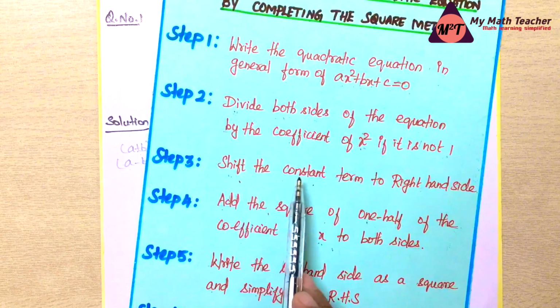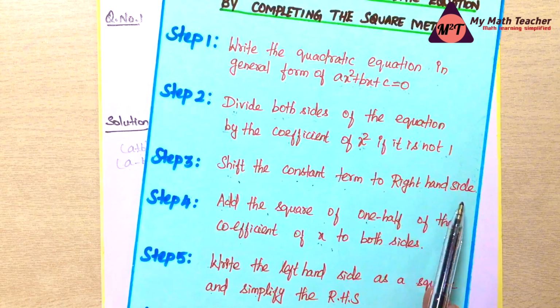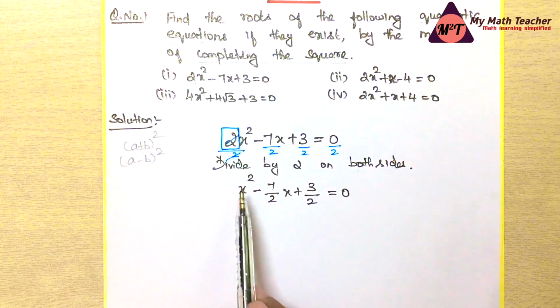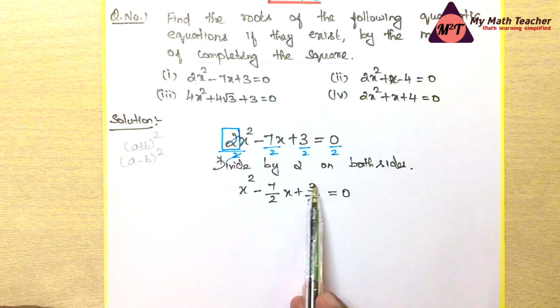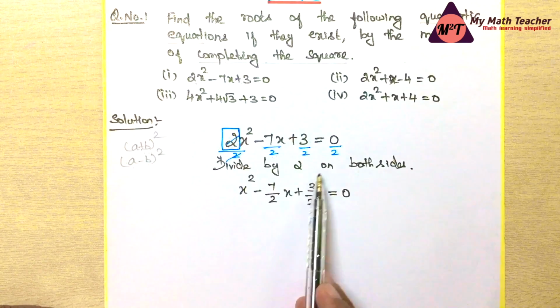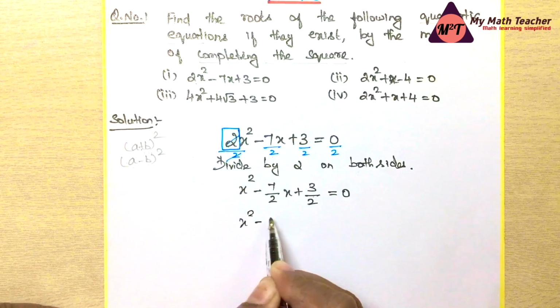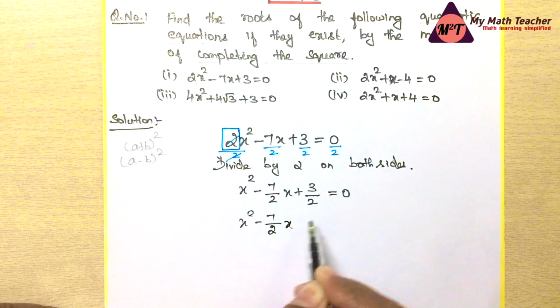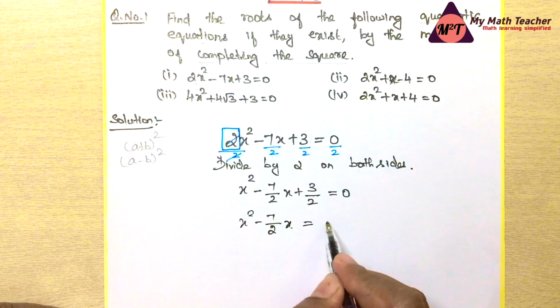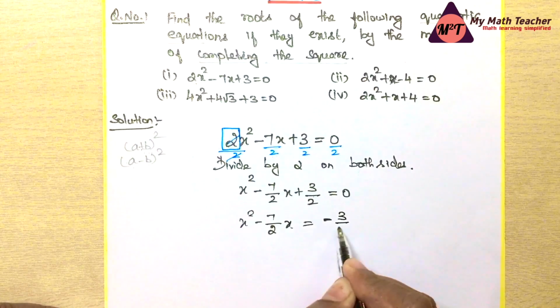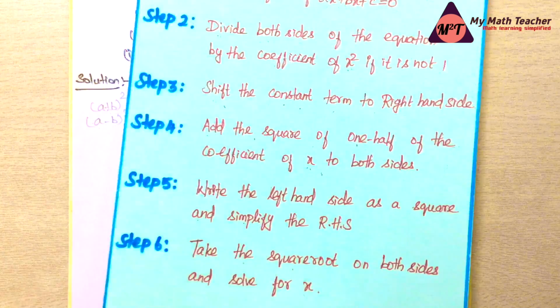Now the next step is shift the constant term to the right hand side. Now as you know, ax square plus bx plus c, c is the constant. We have to shift it to the right hand side. X square minus 7 by 2x is equal to, positive becomes negative here, 3 by 2. Okay. Now the next step.